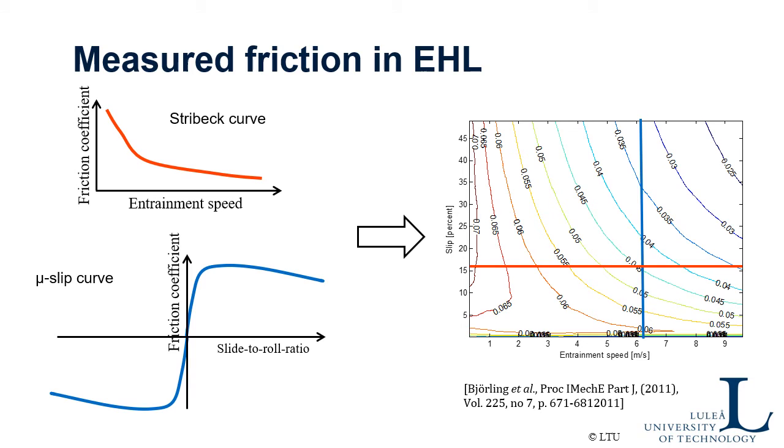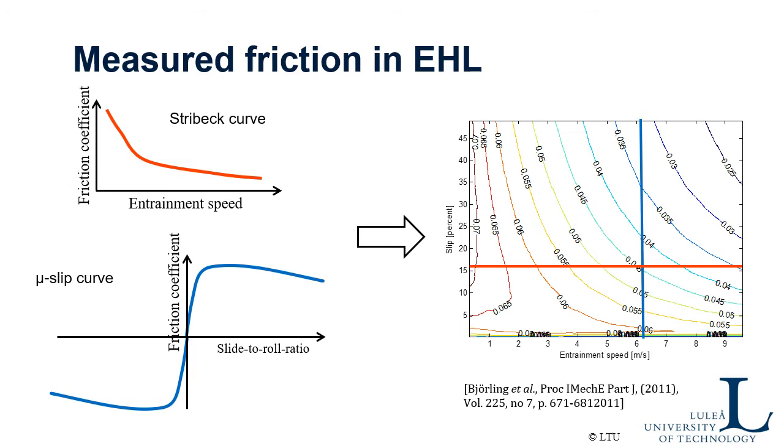If you plot in this direction, on the other hand, this is a positive slide to roll ratio, but you can also change it to a negative slide to roll ratio. It simply means that the other surface moves faster than the first one. Then you get a curve that looks something like this, and this is a typical mu-slip curve. You can recognize this shape as I showed you before, and you get the same but antisymmetric on the other side, in the other direction.